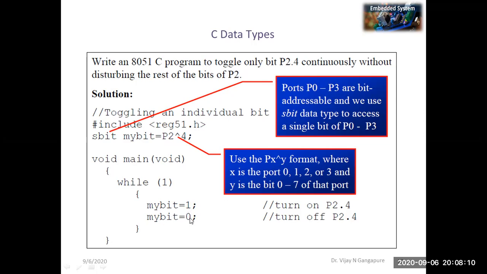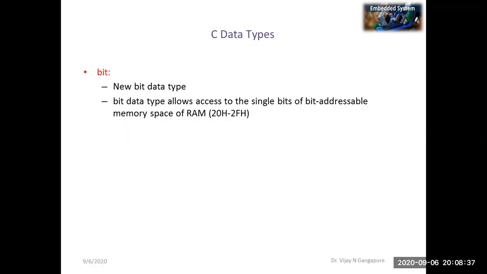Now I am resetting this bit, meaning first I make port 2 pin number 4 1, and then I make it 0. Again these loop statements will execute. Again I'm making it 1, again I'm making it 0, meaning we are continuously toggling pin number 4 of port 2. So this illustrates how I can use the sbit data type. That is the use of the sbit data type.